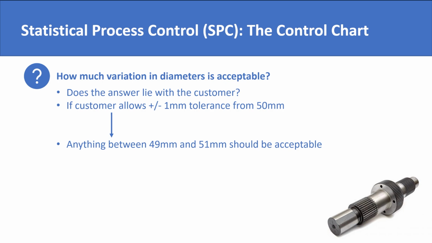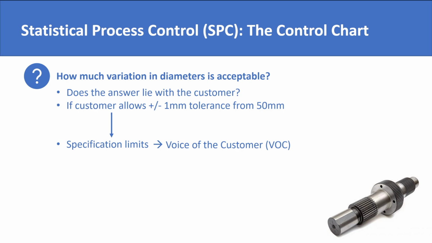So does that mean that 49 millimeters is the lower control limit and 51 millimeters is the upper control limit? No, that is not the case. This is in fact one of the most common misconceptions about control charts. What the customer defines are specification limits, not the control limits. Specification limits come from the voice of the customer. They define what is acceptable from a product standpoint.